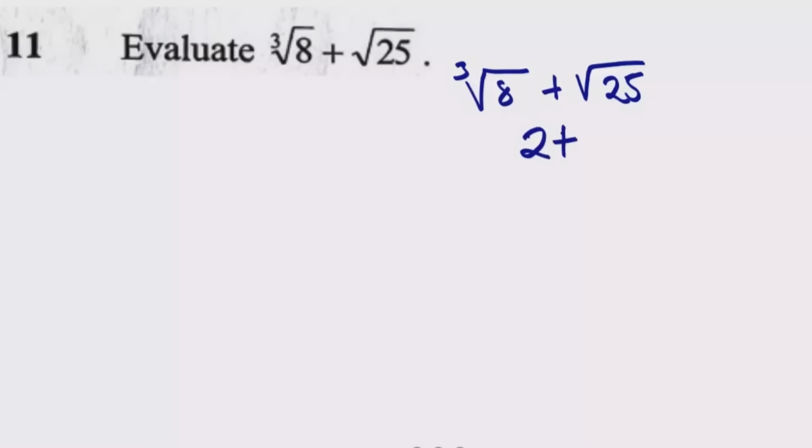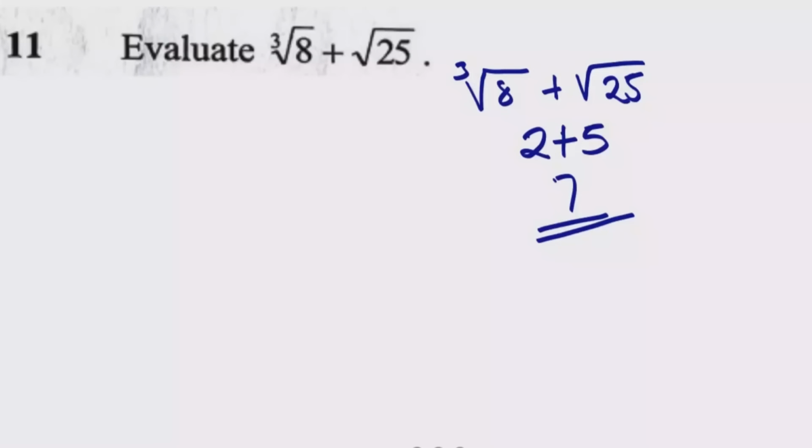The number that we can multiply twice to get 25 is 5 itself. So we say 2 plus 5 will give us 7. So the correct answer here is 7.